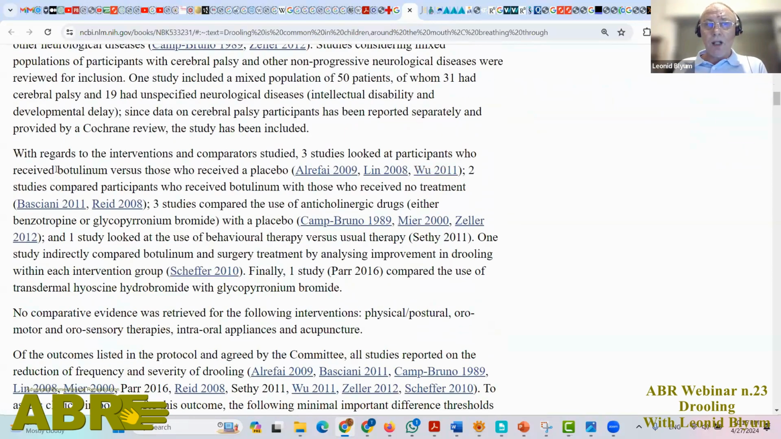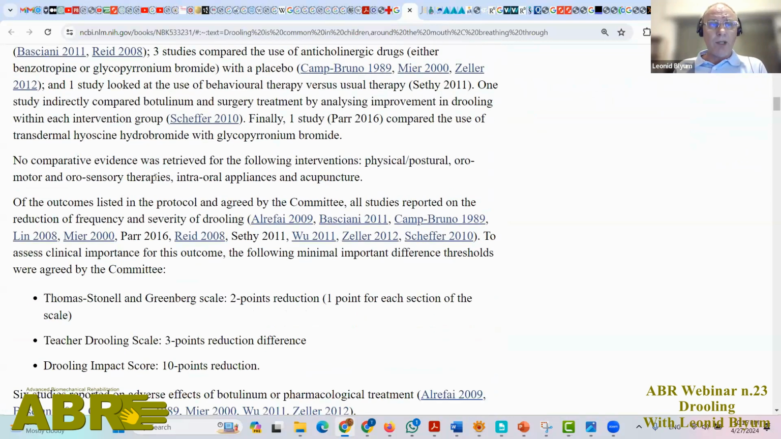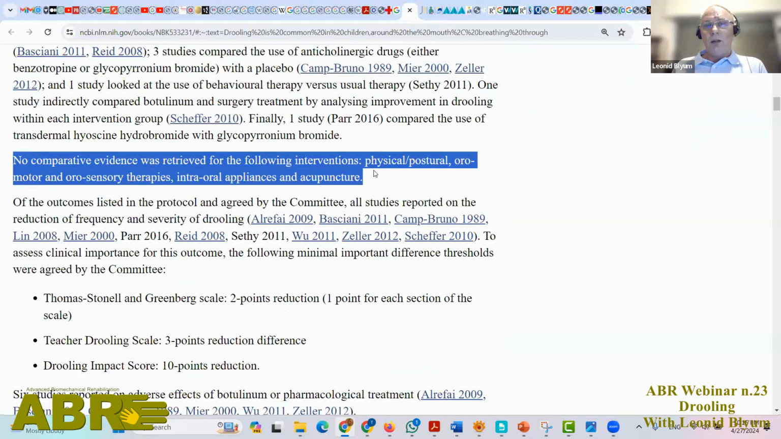So if the study is seriously discussing this type of interventions, you would already know the answers to what the milder therapies are actually providing. And then what we have here is this. No comparative evidence was retrieved for the following intervention: physical, postural, oromotor, and orosensory therapies, intraoral appliances, and acupuncture. So in other words, nothing really works.